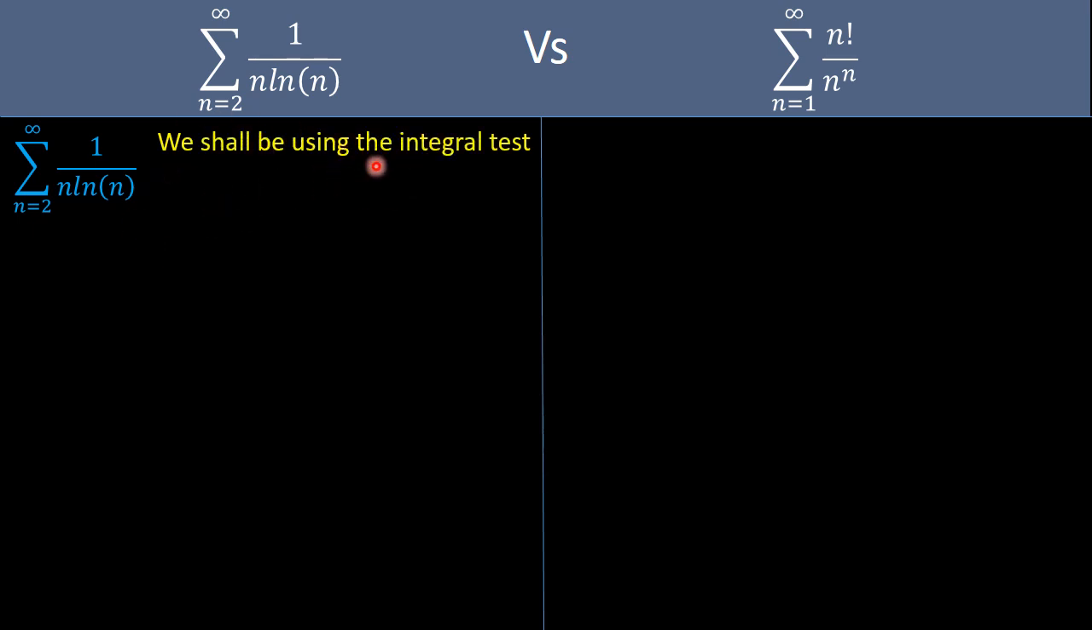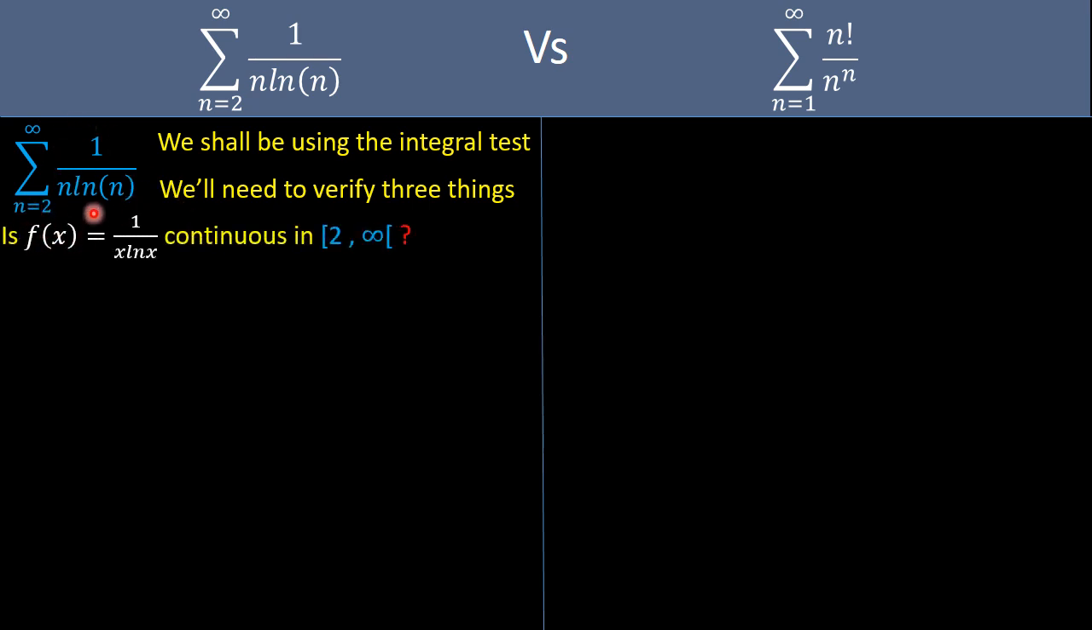But before we use the integral test, there are some properties that we have to test to see if they hold or not. In the very first case, we are going to be looking at the function, that is the sequence itself, 1 over n natural log of n. We look at the function f of x equals 1 over x natural log of x. We ask ourselves if this function is continuous in the interval from 2 to infinity.